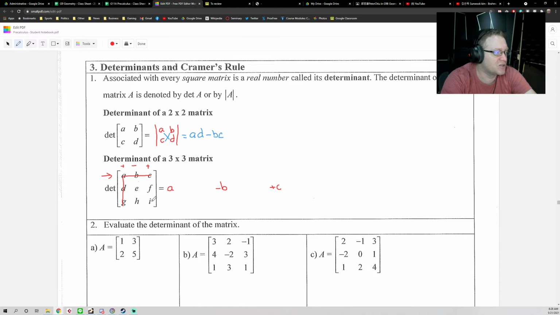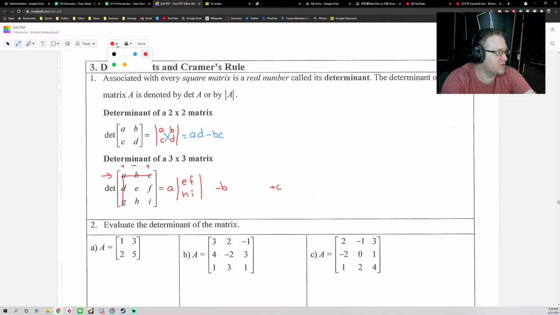And we're going to take the determinant of that. So I'm going to write that like this. The determinant of E, F, H, I. All right, boom. So that's the first part, all right?